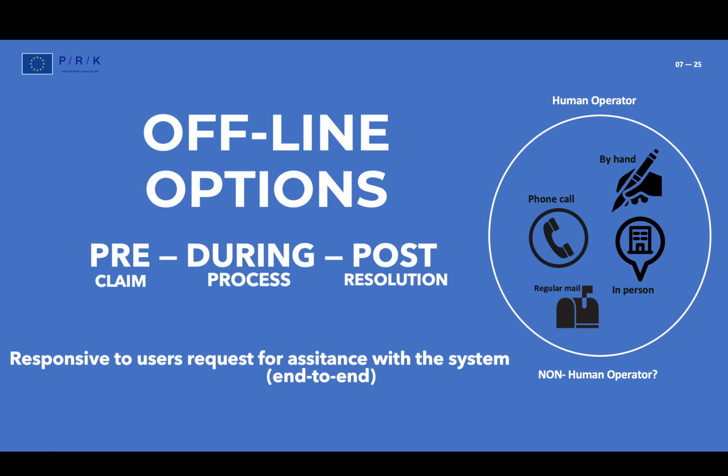But for instance, one thing that's very relevant to vulnerable users is an offline option, having an offline option throughout the end-to-end process. That means before the claim is made, during the process, whatever type it is, if it's mediation, arbitration, or negotiation, and post-resolution, right? Then it has to be responsive to users' requests for assistance with the system, but it can also be a way of marking an exception, a soft opt-out, for a person to send in a response in written text, for instance, or over the phone.